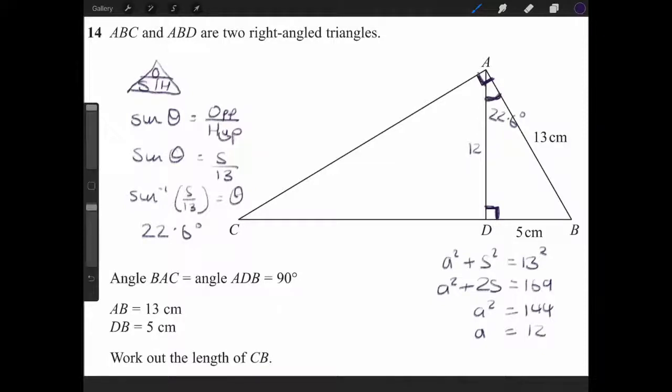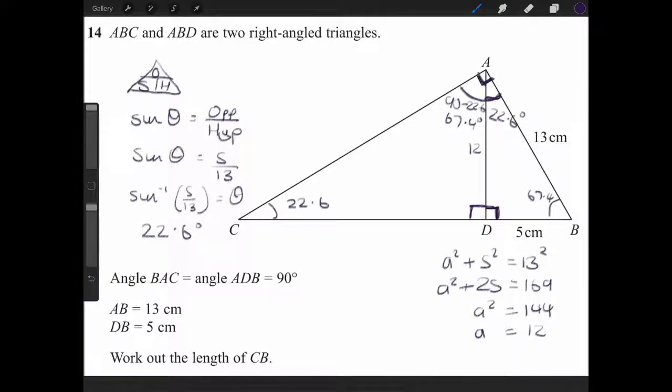Using what we've got now, we can do quite a number of things. I know that this angle here is going to be 90 take away 22.6, which is going to be 67.4 degrees. This angle down here, because I've got, of course, a right angle here because it's on a straight line, 180 take away 90 take away 67.4 is going to be 22.6. And that only leaves this angle here to work out, and this angle, rather unsurprisingly, is 67.4.